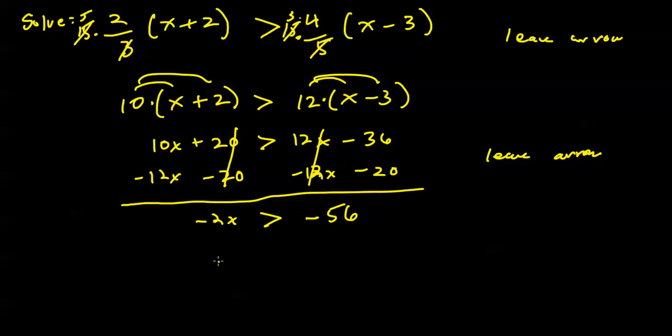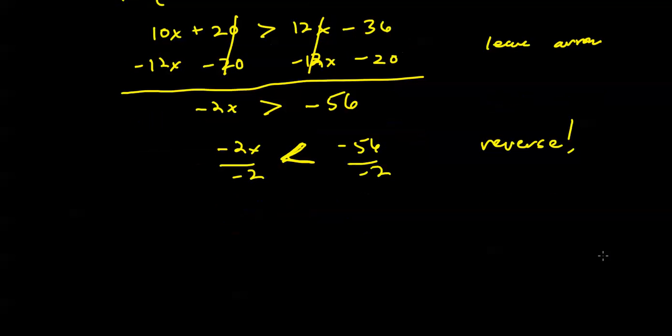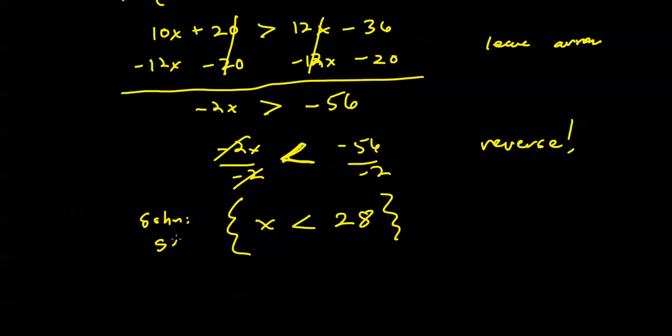Alright, now I'm going to divide both sides, of course, by negative 2. And again, it's easy to forget to reverse the arrow. Make that sharper. Reverse the arrow when you multiply or divide an inequality through by a negative quantity. Alright, the negative 2's cancel on the left. I get x on the left is less than positive 28 on the right. And once I've isolated my variable, I can then put braces around this statement and say this is my solution set.